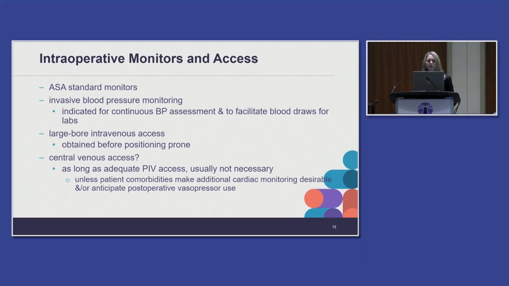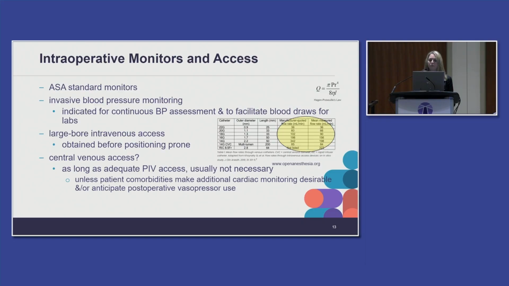We'll want to ensure large bore intravenous access is obtained that we're very comfortable with before positioning prone. When the residents call me the night before these big cases, they'll say, we need 2 good IVs. I'll make sure that we have an 18 gauge and a 16 gauge before we flip prone. And I'm like, oh no, if that's all we can find for peripheral access, we're going to need to do a central line, remembering what a difference there is in the diameter of the catheter and its flow rates.